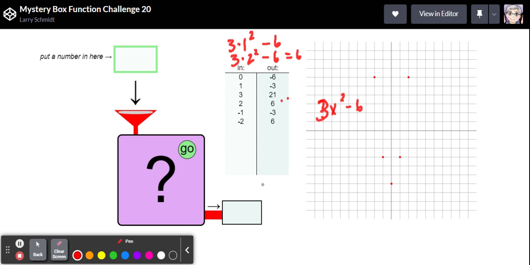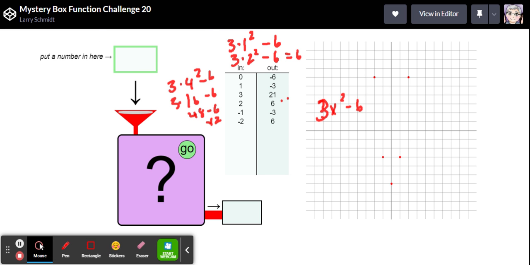Let's think of one more point we could put in here. What if we put in a 4? What would happen? So there would be 3 times 4 squared minus 6. And 4 squared is going to be 16. And 3 times 16 is 48. And then minus 6 would be 42. So if we put in a 4, we should get 42. Won't see it on the graph, but that's what we should get on our table. So let's try that. Put in a 4. And we got 42.